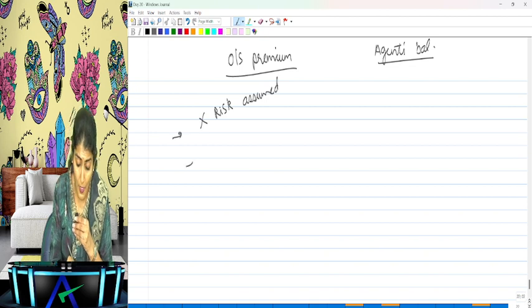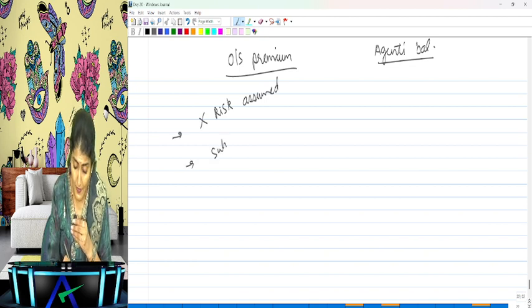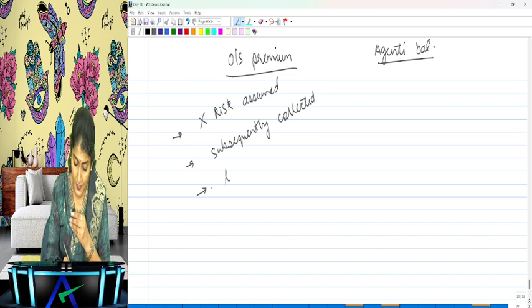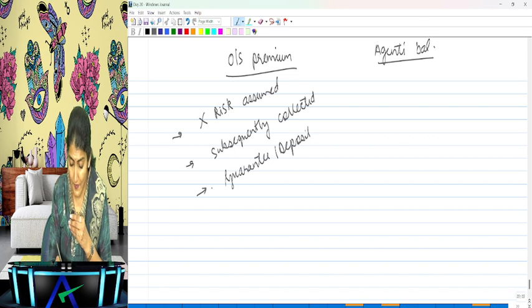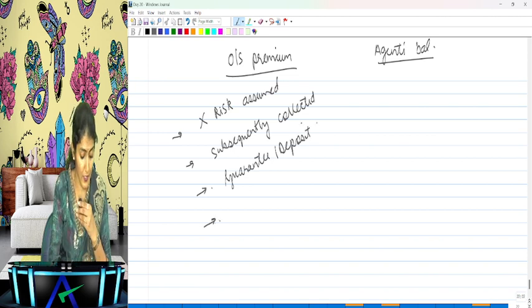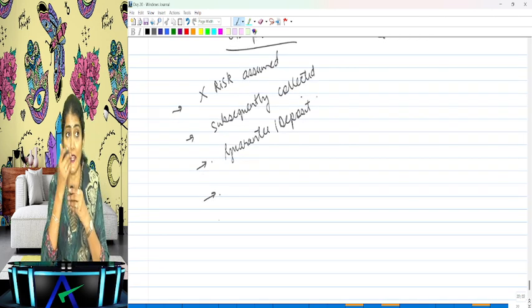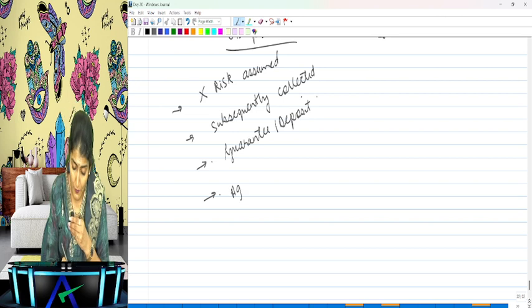Now it was outstanding, so check whether subsequently it has been collected. So as an auditor, you need to check whether it has been collected subsequently, or whether any guarantee has been given or any deposit has been kept for the outstanding premium. And what you also need to check is the age-wise, sector-wise analysis of the outstanding premium.